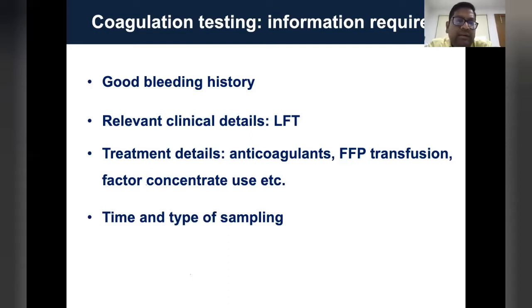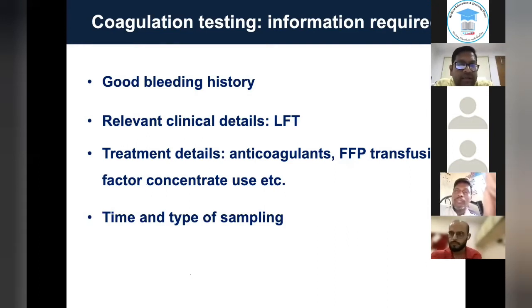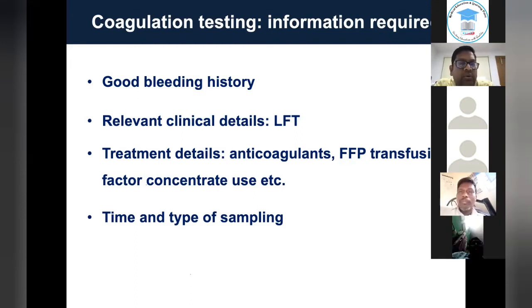So, being a laboratory person, what is required is a good bleeding history and relevant clinical details, like liver function test findings. Treatment details are very vital, that is anticoagulants, FFP transfusions, or factor concentrates. And nowadays, emicizumab is being used in hemophilia A patients. I can give an example: yesterday we had a discussion in a seminar on emicizumab. A laboratory person should insist that for a patient on emicizumab therapy, the treatment history is communicated to the laboratory.